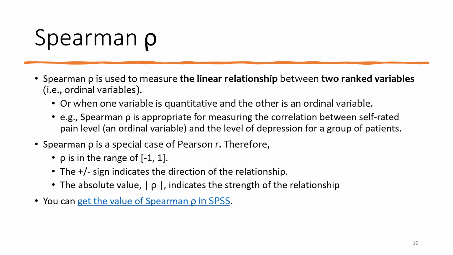The only difference is that Pearson's r is used for measuring the relationship between two continuous variables, whereas Spearman's rho is for measuring the relationship between ranked variables.